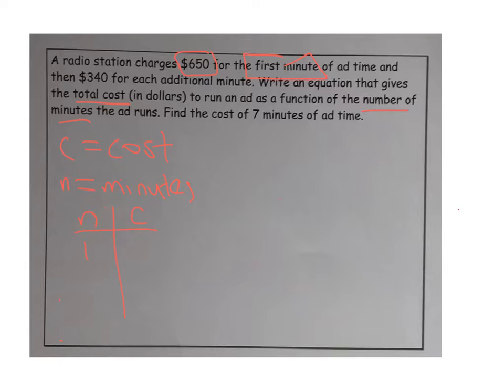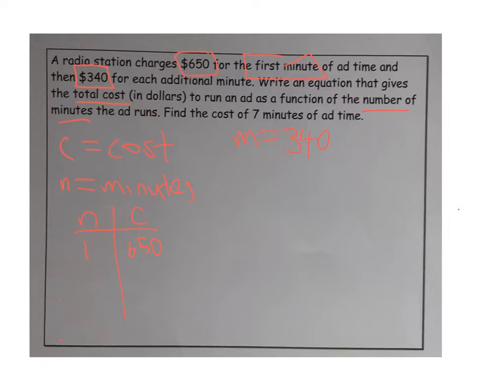So number of minutes is 1, and that's $650 for that first minute. That's what it says up there. And then it gives us this here, $340 for each additional minute. So that's like the slope, because for each additional minute, it goes up. It's like up 340 over 1.